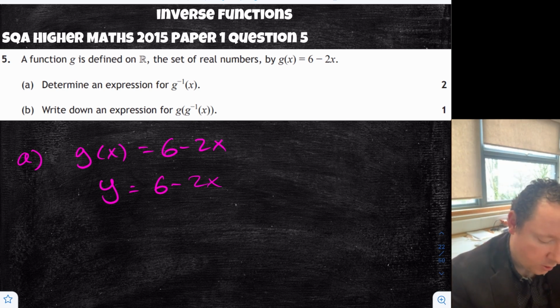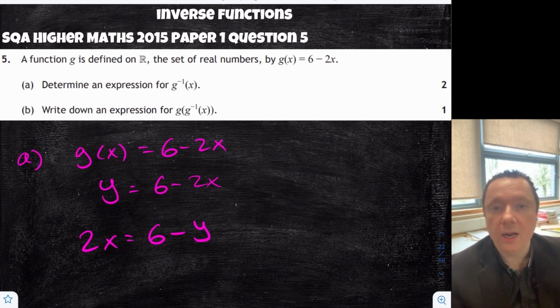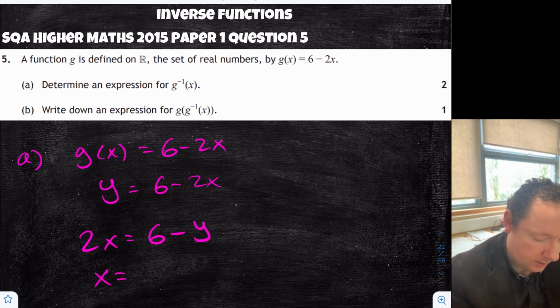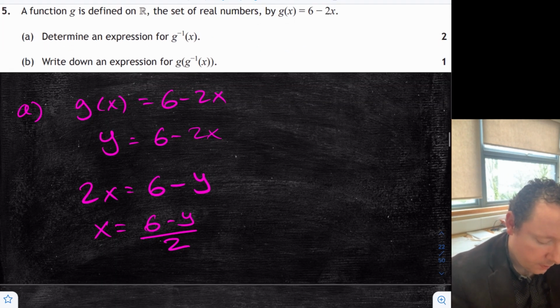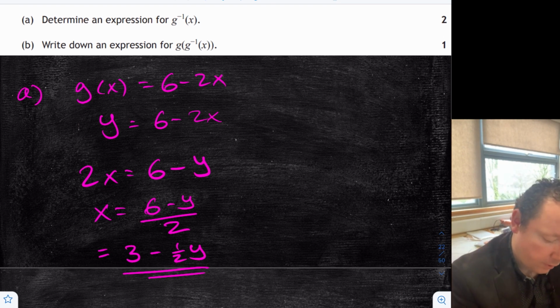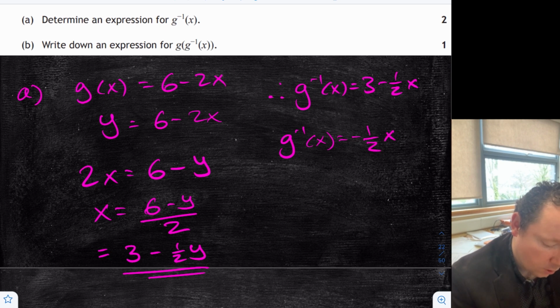That means taking 2x over to the left, 2x equals 6 minus y, taking the y over to the right. So x is 6 minus y over 2. Splitting that up, that gives me 6 over 2 is 3 minus a half of y. And therefore we can write the inverse function of x is simply 3 minus a half x, or you might prefer the inverse function of x, writing the x first, is minus a half x plus 3.